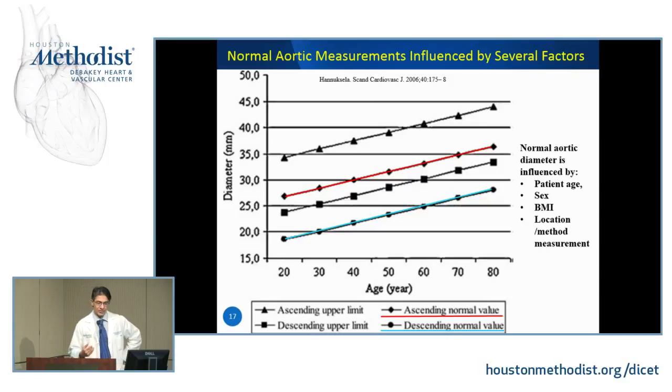And Dr. Q is going to hit on this, so I'm not going to spend too much time, but this is just a graph showing that the ascending and descending aorta, in the red and blue lines, in this particular graph, vary by age. So as we age, the aorta enlarges and unfolds, whatever you want to call it. And it's not simply age. It's been shown that aortic diameters are also influenced by sex, BMI, BSA, and then of course the location and the methodology of how you're measuring. So those are important things to take into account when we're trying to decide what's normal and abnormal.